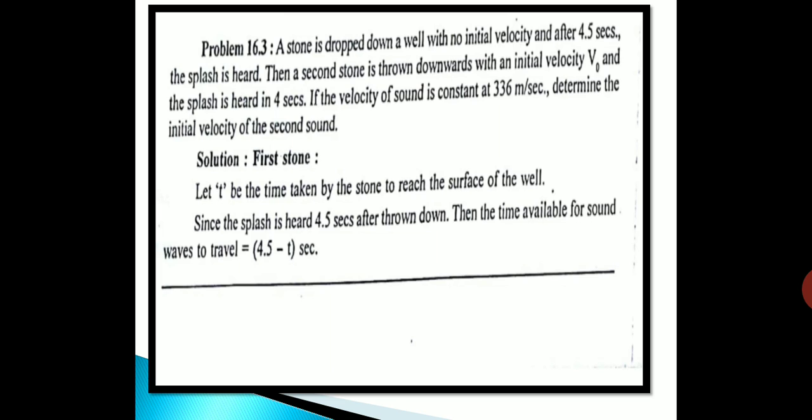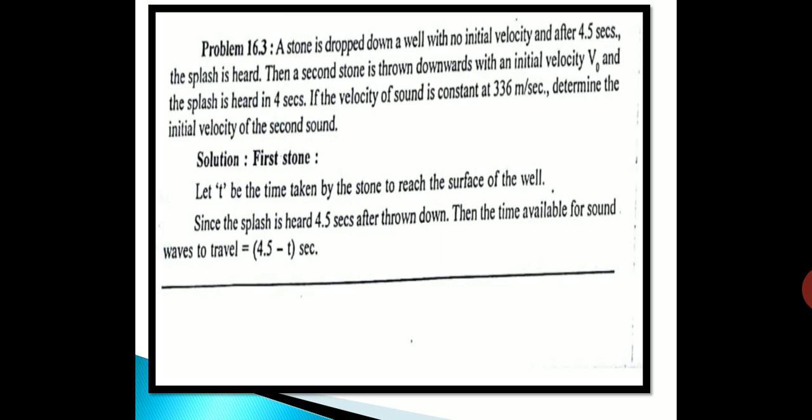This is a bit interesting example. A stone is dropped down a well with no initial velocity and after 4.5 seconds a splash is heard. Then a second stone is thrown downwards with the initial velocity V0 and the splash is heard after 4 seconds. If the velocity of sound is constant at 336 meter per second, determine the initial velocity of the second stone.